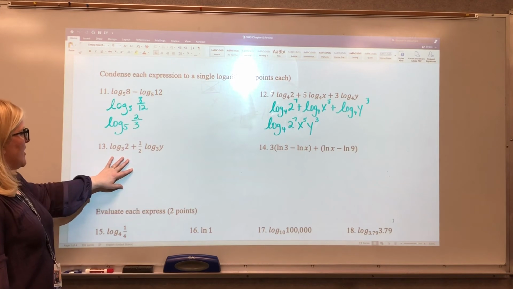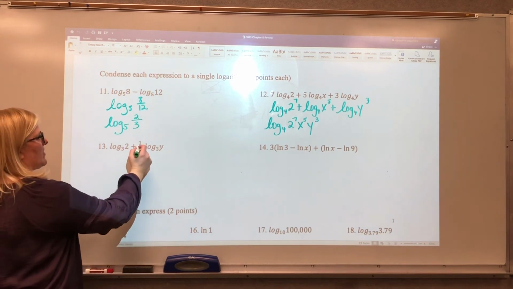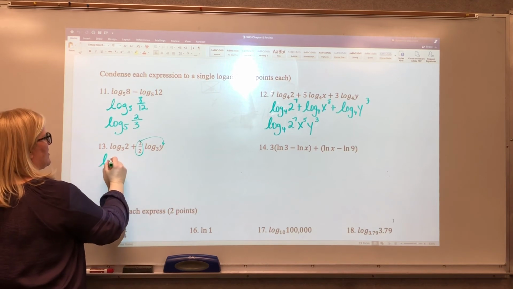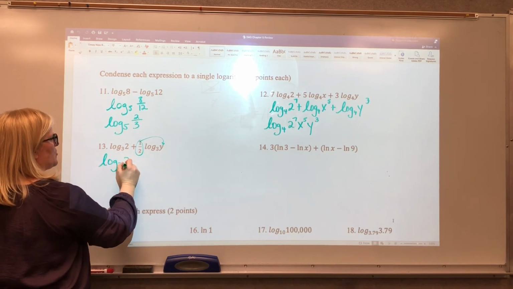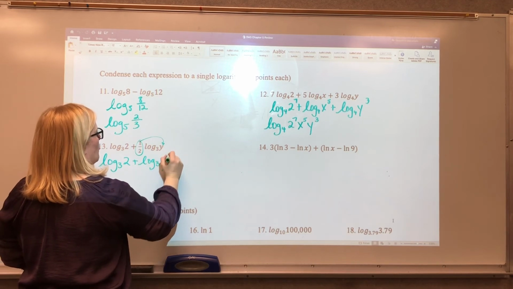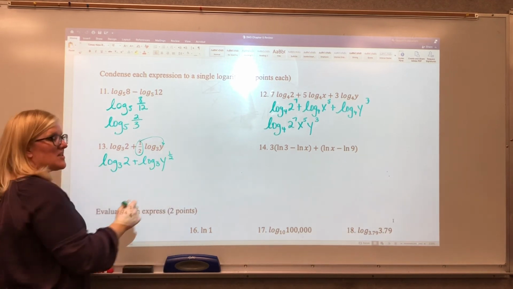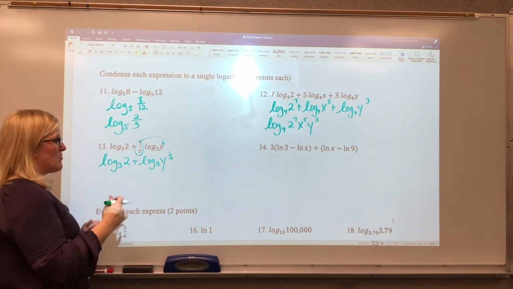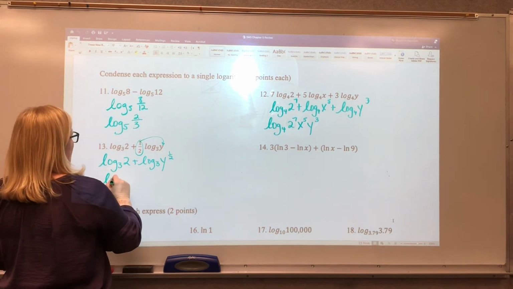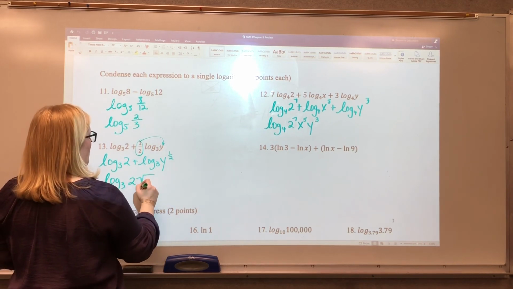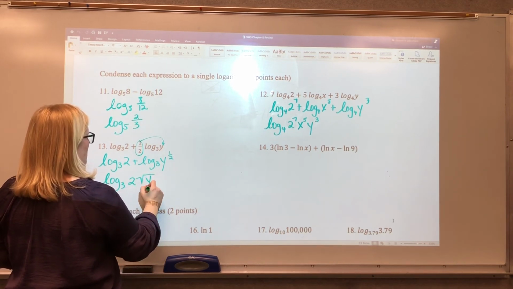All right, over here, again, I have another exponent that's coming out. You can come over here. So I've got log base 3 of 2, plus log base 3 of y to the 1/2. And you could keep it as y to the 1/2, or you can put it under the radical. I'm going to put it under the radical. So I've got log base 3 of 2 times the square root of y.